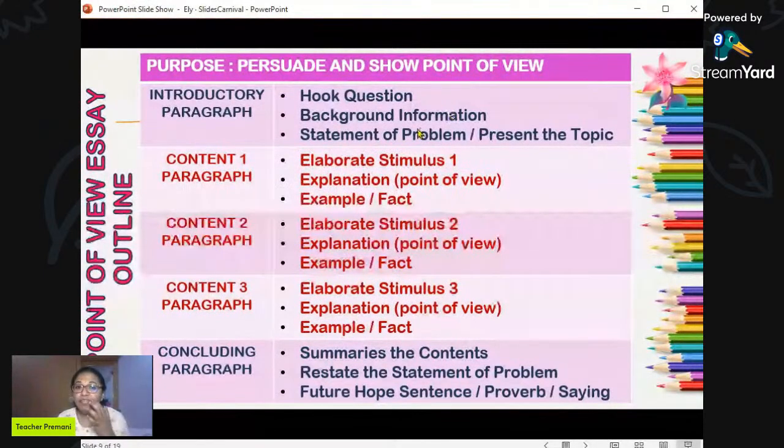And then you must give the statement of problem. It means you present the topic in the sentence. Okay, so you give the information and then you tell the problem. That is the introductory paragraph. Many students do not write a nice introductory paragraph, I'll say. Okay, so it will be better.